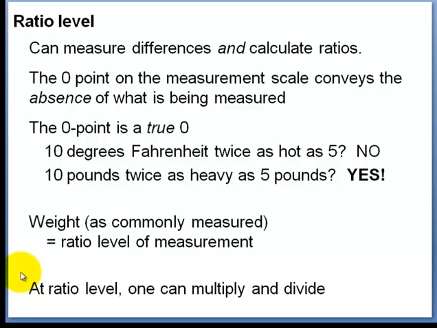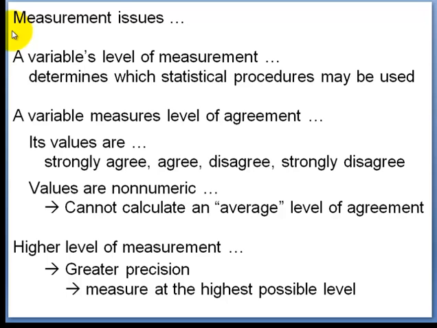At the ratio level of measurement, from a mathematical perspective, we can validly multiply and, for that matter, divide values in addition to subtracting them. So subtraction and addition become possible at interval level, and multiplication and division are valid at the ratio level of measurement. So let's discuss levels of measurement just a little bit more.